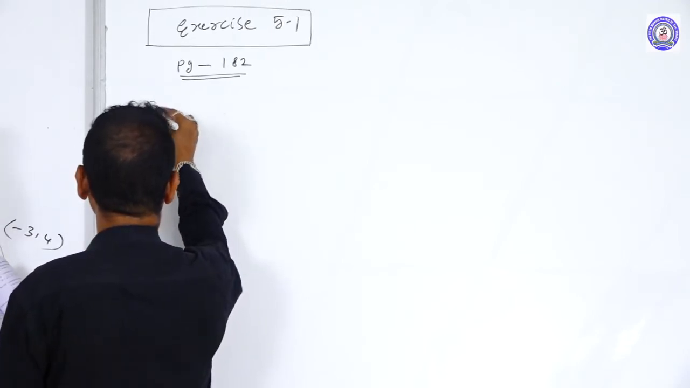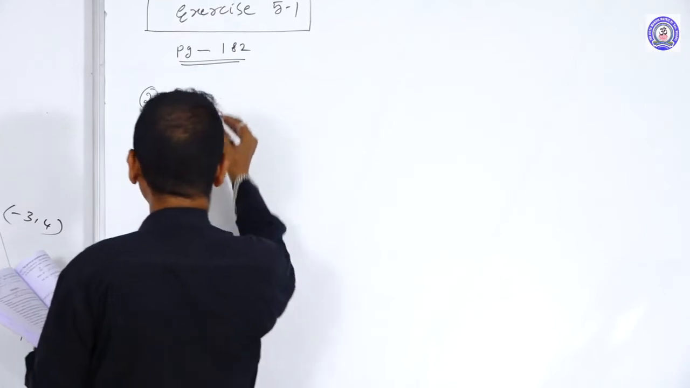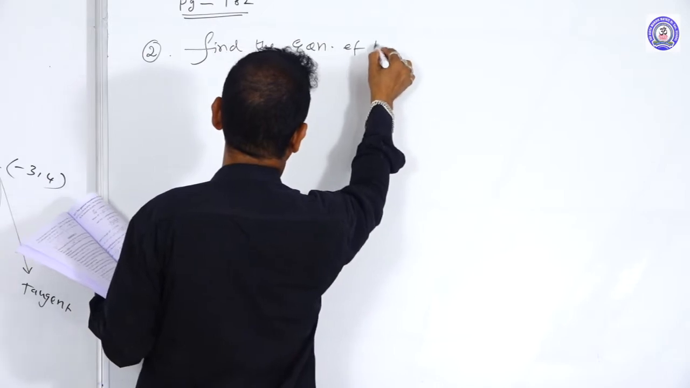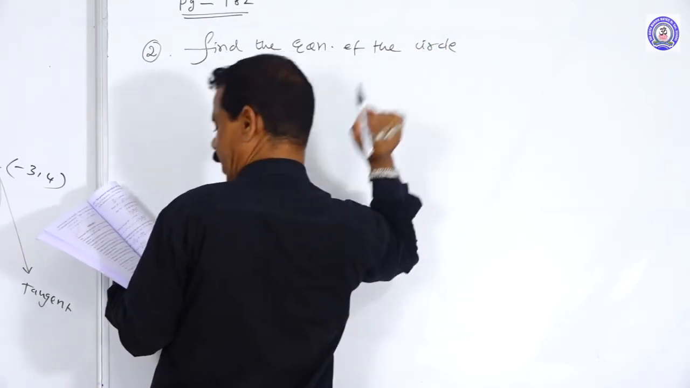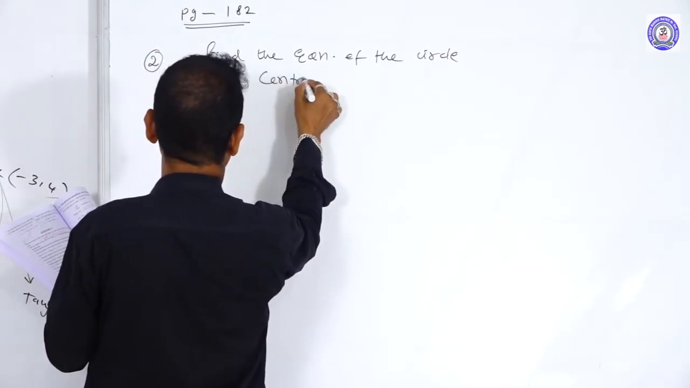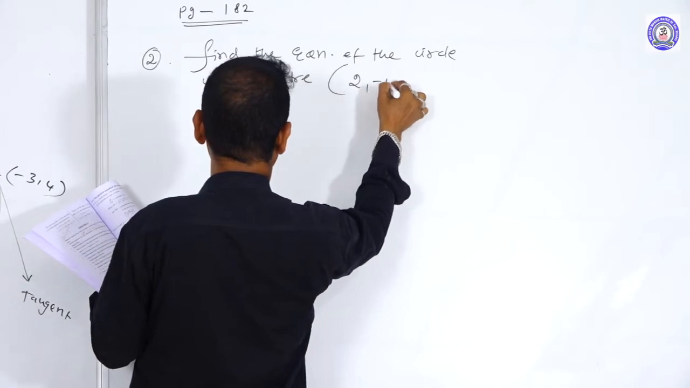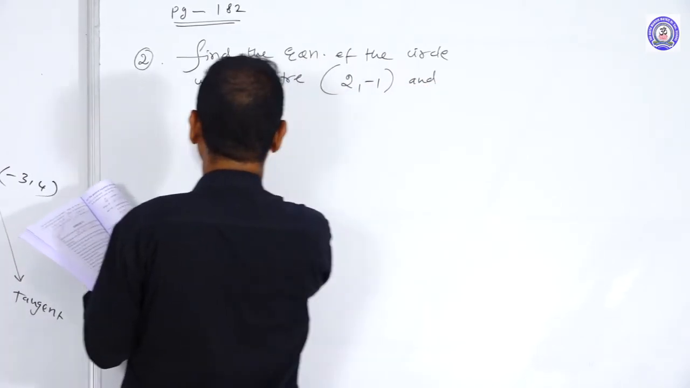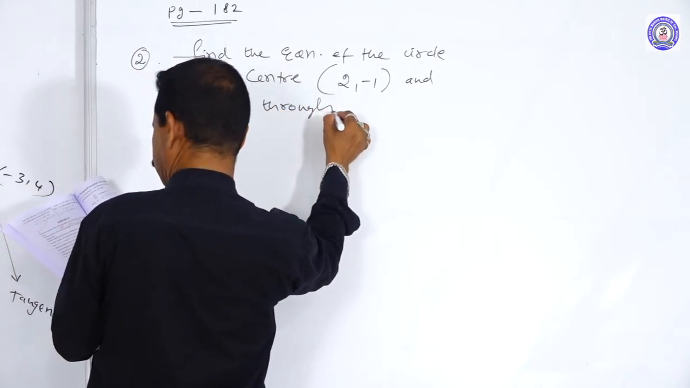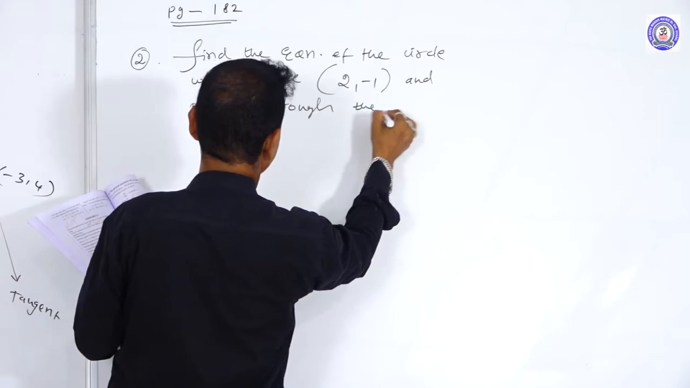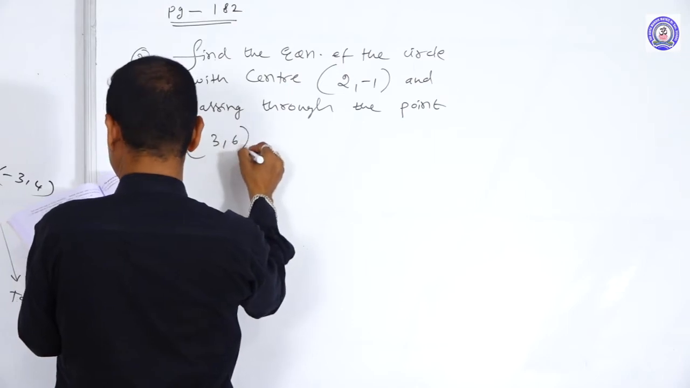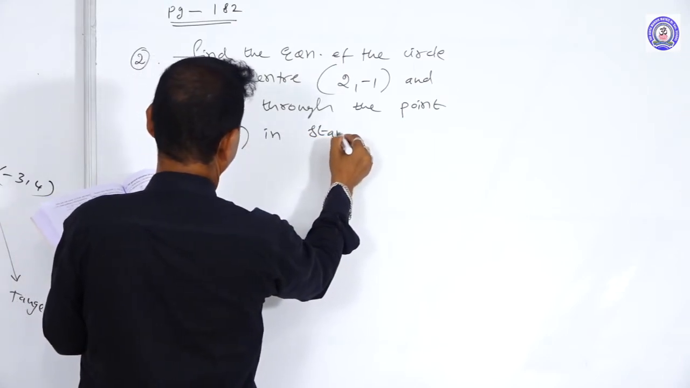Second question. Find the equation of the circle with center 2 comma minus 1 and passing through the point 3 comma 6 in standard form.